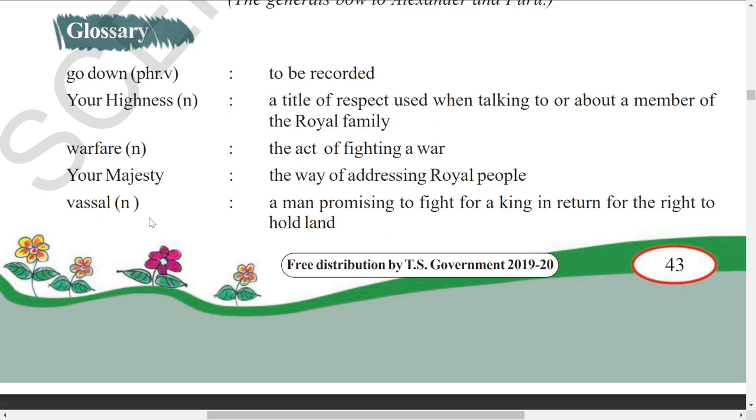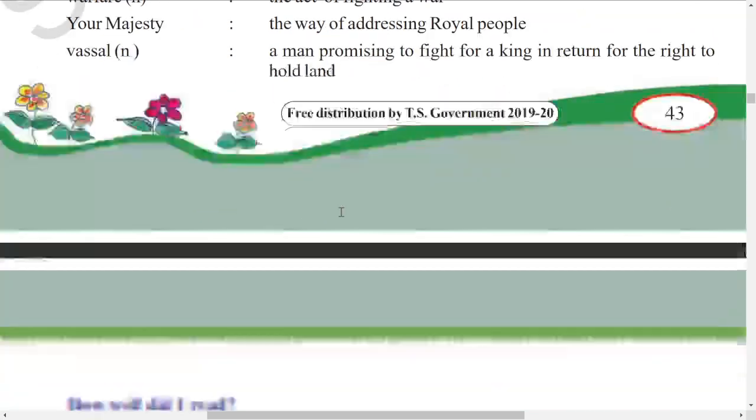Next one, vassal is a man promising to fight for the king in return for the right to hold land. Okay, so it is just like a slavery. So you hold my land, so you become my vassal. That means my subordinate simply.